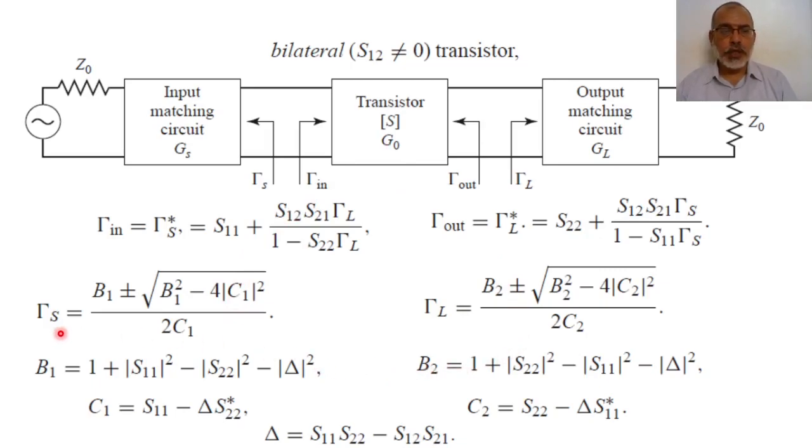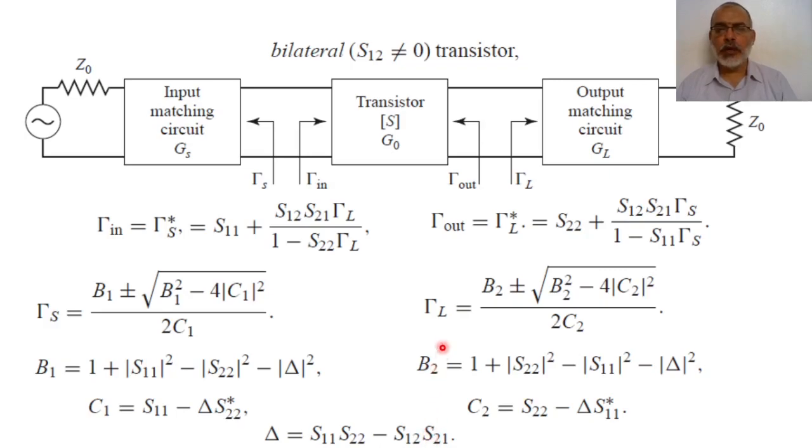So in this case, the value of gamma S, which will satisfy the maximum power gain, equals B1 plus or minus square root of B1 squared minus 4 the magnitude of C1 squared, over 2C1, where B1 is 1 plus |S11|² minus |S22|² minus |delta|². C1 equals S11 minus delta S22 conjugate, and delta is S11 multiplied by S22 minus S12 multiplied by S21.